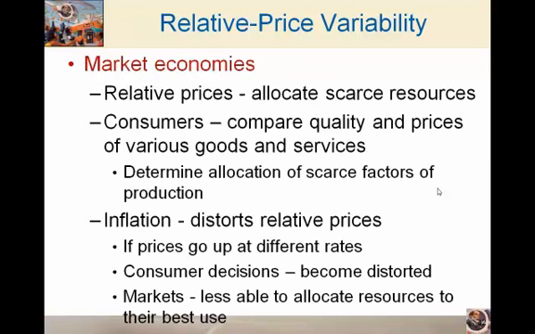Another problem as well with inflation is that when you have higher inflation, certain prices tend to go up much faster than other prices. So we know that relative prices allocate scarce resources. So, if we're going to have prices that go up at different rates, and they do go up at very different rates, usually when you have hyperinflation, it means that consumer decisions are going to get distorted. That's a problem. And markets are less able to allocate resources to their best use.